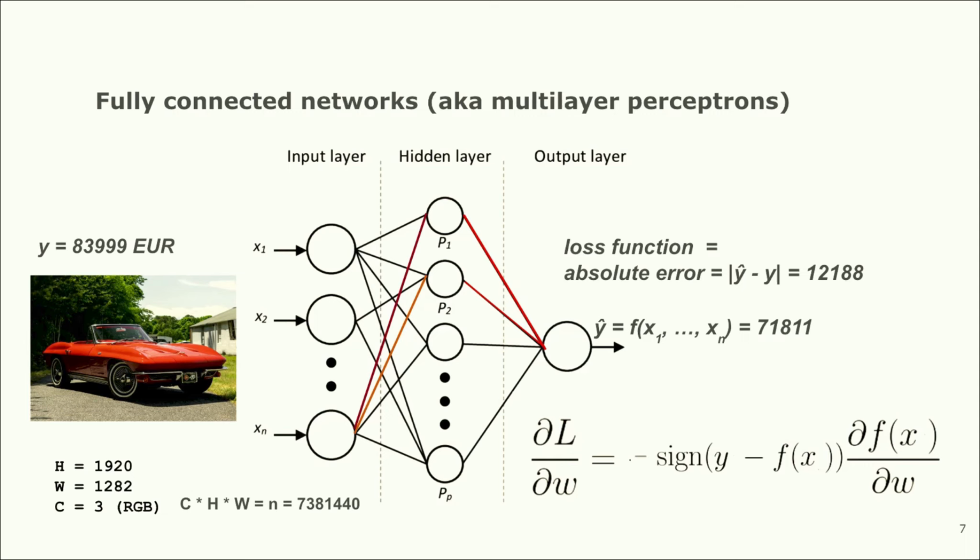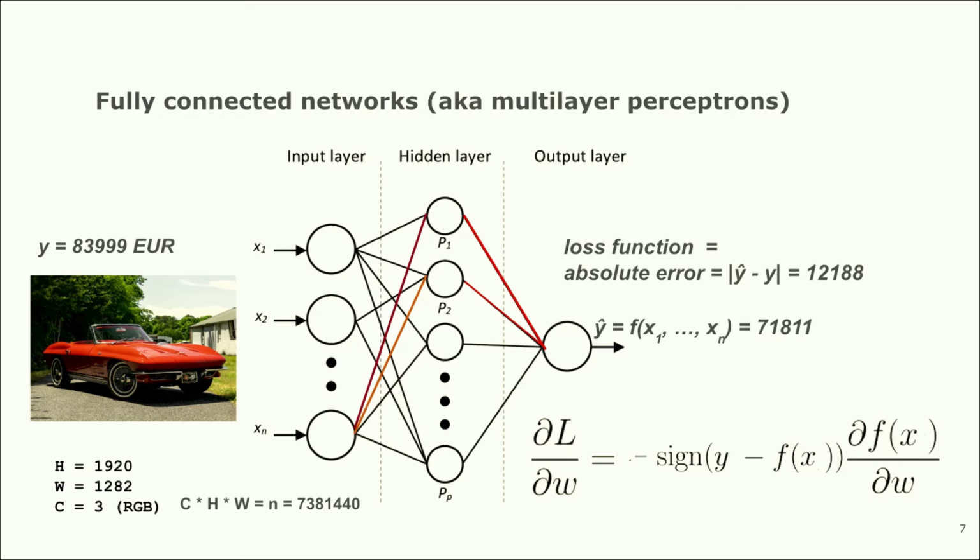We're going to have also the price of the car being used as a training point, so that we're going to make our training network memorize somehow the price of this car based on its visual features. And we're going to make it produce an output. What we see in the slide is the actual price, the target, is 83,999 euro. But the network's prediction is 71,811.